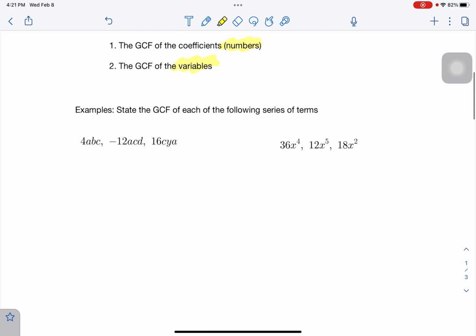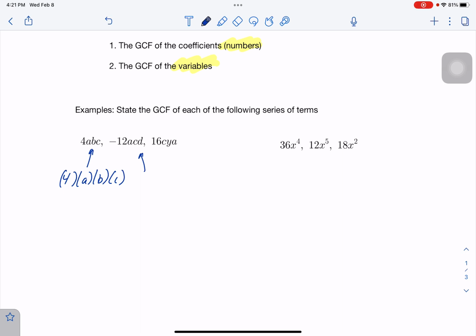All right, examples. State the greatest common factor of each of the following. So I'm not factoring these, I'm just stating what the greatest common factor is. Well, I've got 3 terms here. I've got this 4 times A times B times C. And then over here, I've got negative 12. Well, there's a 4 in there.